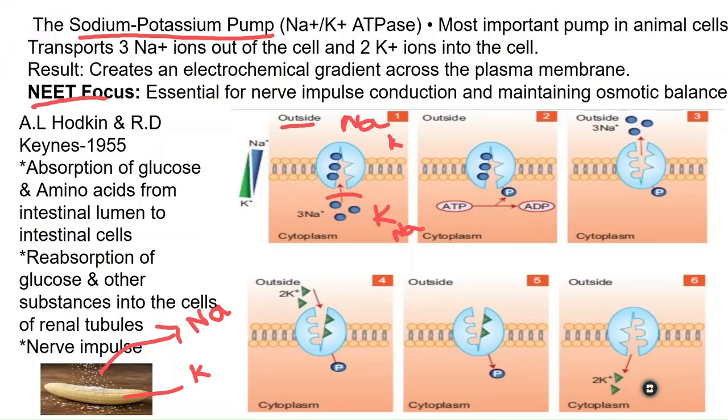You can see here the sodium ions, which are in low concentration inside the cell, are moving from intracellular, that means inside the cell, to the outside.